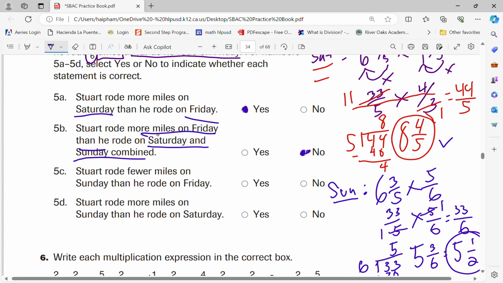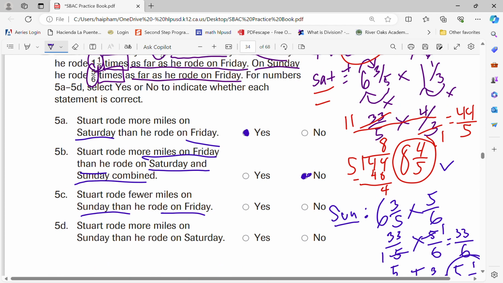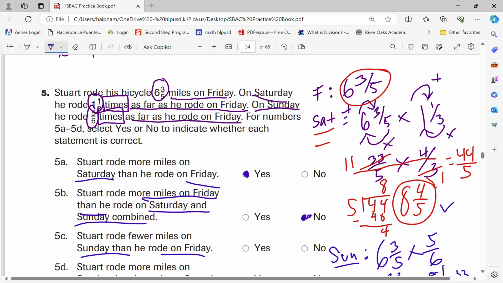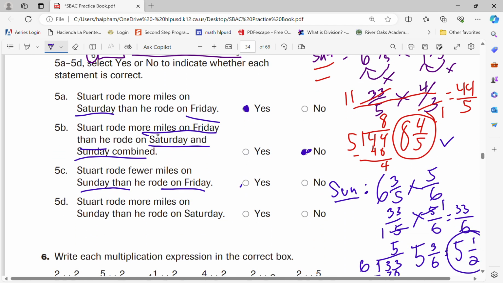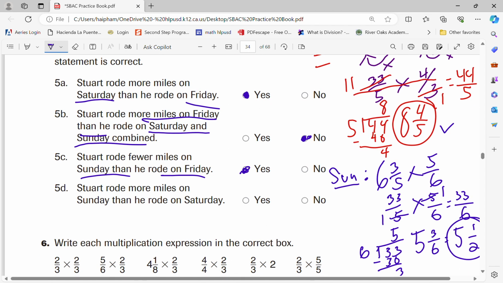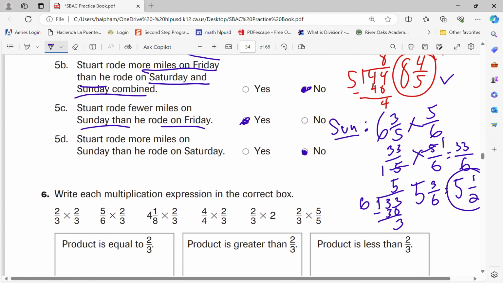Stuart rode fewer miles on Sunday than he rode on Friday. Sunday, 5.5. Friday, 6 3/5. That is true, and we know once you multiply a mixed number or any number by a fraction, it is going to be less than. So that's an obvious one as well. Stuart rode more miles on Sunday than he rode on Saturday. Also not true because he rode the least on Sunday, only 5.5 there.